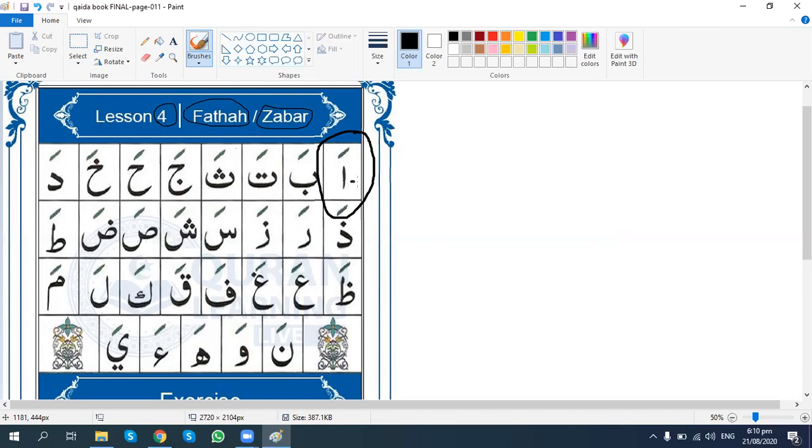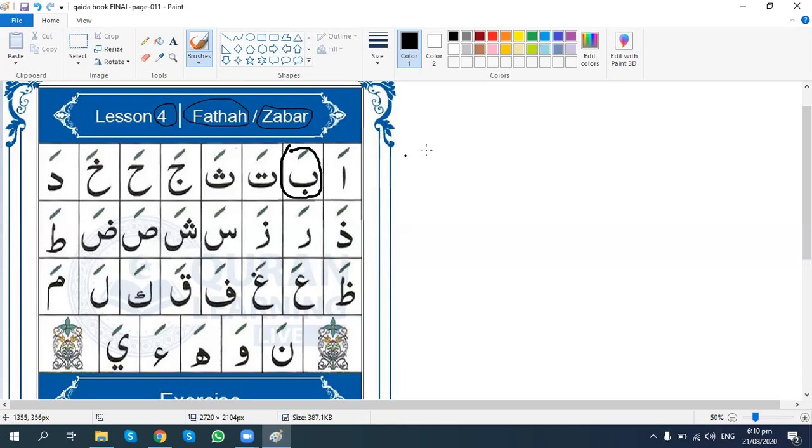So here we have an alif, and alif has a fatha, so we just pronounce the sound of fatha, which is a. So whenever we want to pronounce alif, and it has a fatha, we just say a, right? So now go to the next.